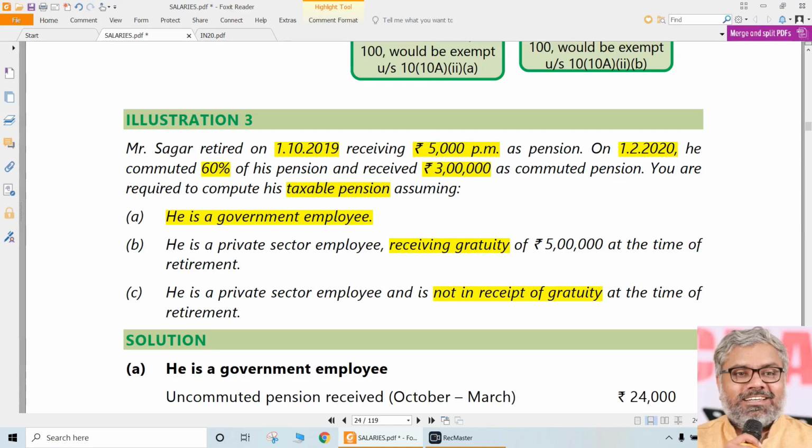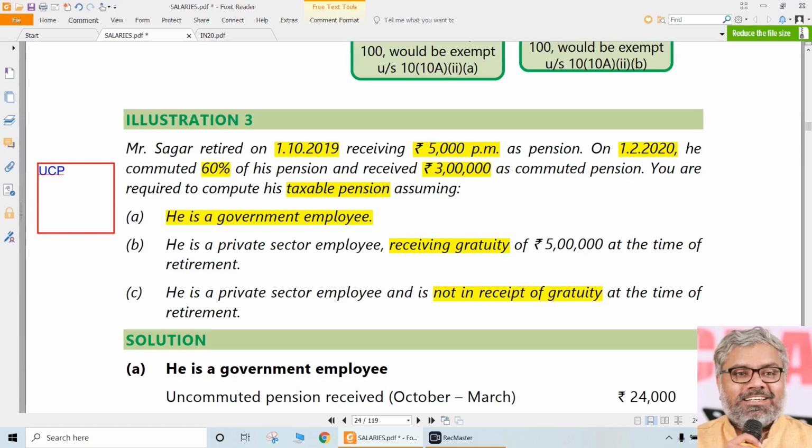See, first and foremost, for all the three categories, you can even do it like a table, or a separate statement, that is your choice. The presentation can be done in different ways, but the ultimate answer should be the same. For example, for a government employee, first of all, the 3 lakhs rupees of commuted pension that he received is exempt under section 10(10A). Commuted pension for a government employee is exempt, so that 3 lakhs is not at all taxable. But uncommuted pension is definitely taxable, right? So how much is that uncommuted pension for this person, that we should calculate.